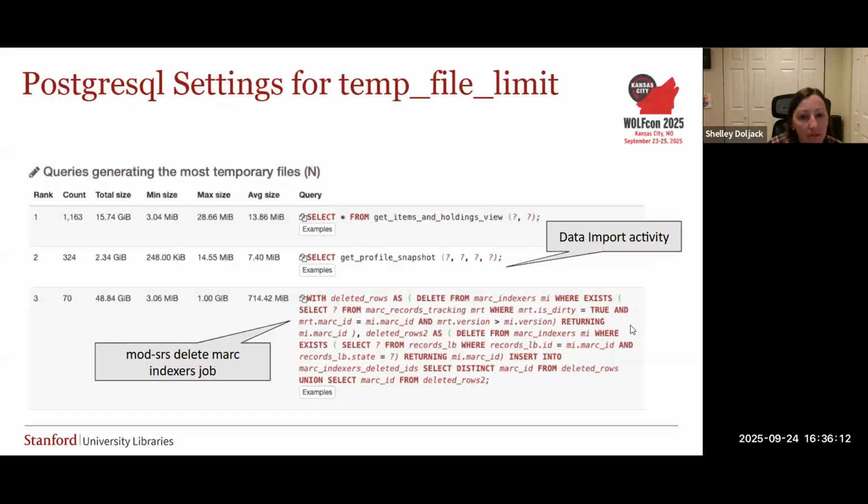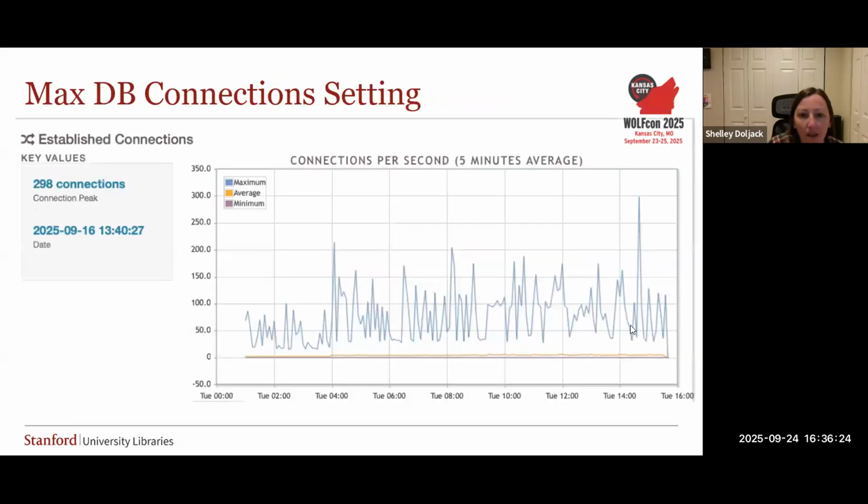Next slide, please. Another thing pgBadger reports are queries generating the most temporary files in the database. This is helpful in figuring out the temp file limit to set. Next slide. And pgBadger can show how many connections per second are established. On a typical day, it seems FOLIO uses 298 connections at any one time. This can be helpful for database administrators in determining the max connection settings for the database and for DevOps in determining the appropriate database connections for module deployment.